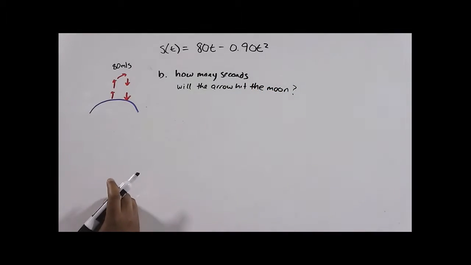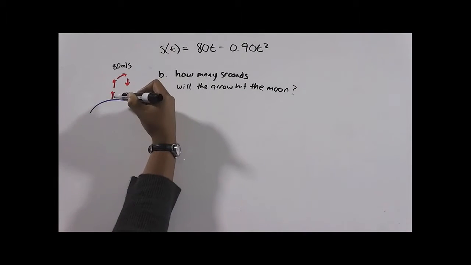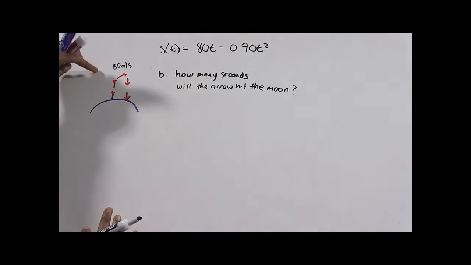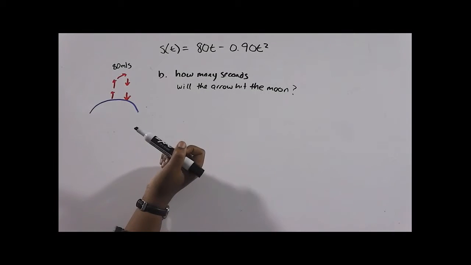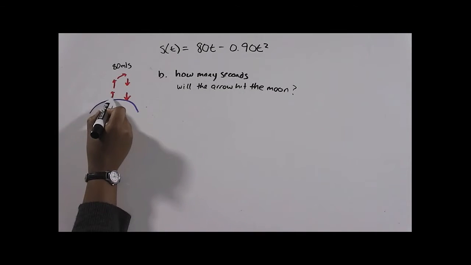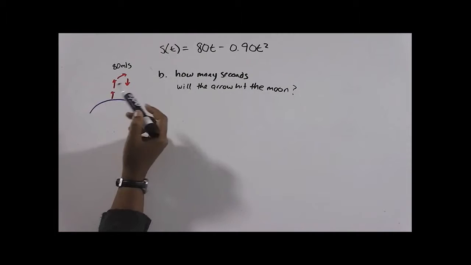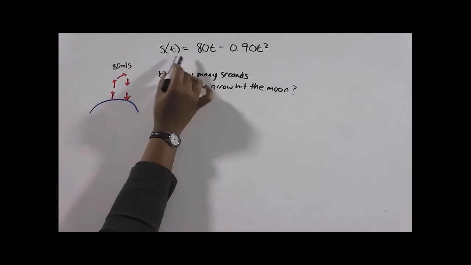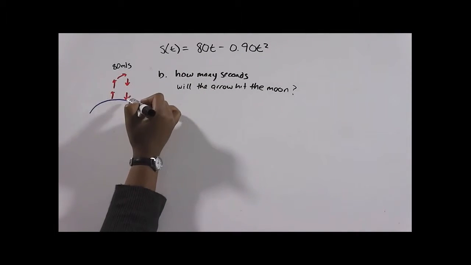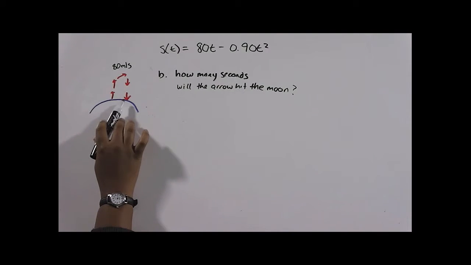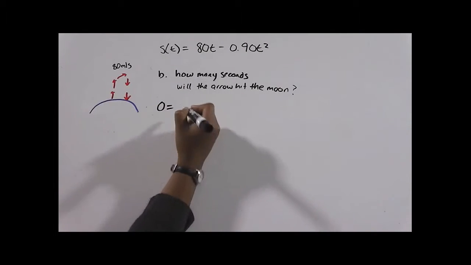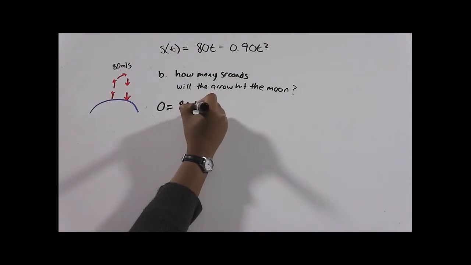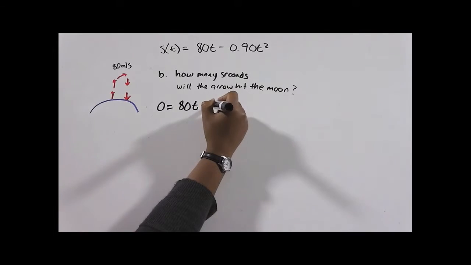Okay, so let's look at the graph. So the arrow is traveling as so. And this kind of reminds you of a parabola. Well, we know that at the starting position, before the arrow is shot up, the position of the arrow is at 0. And when the arrow comes back down to the moon, it's going to be at 0 again. So we know that when the position of the arrow is 0, we can find our t. That's when the arrow is going to hit the moon again.